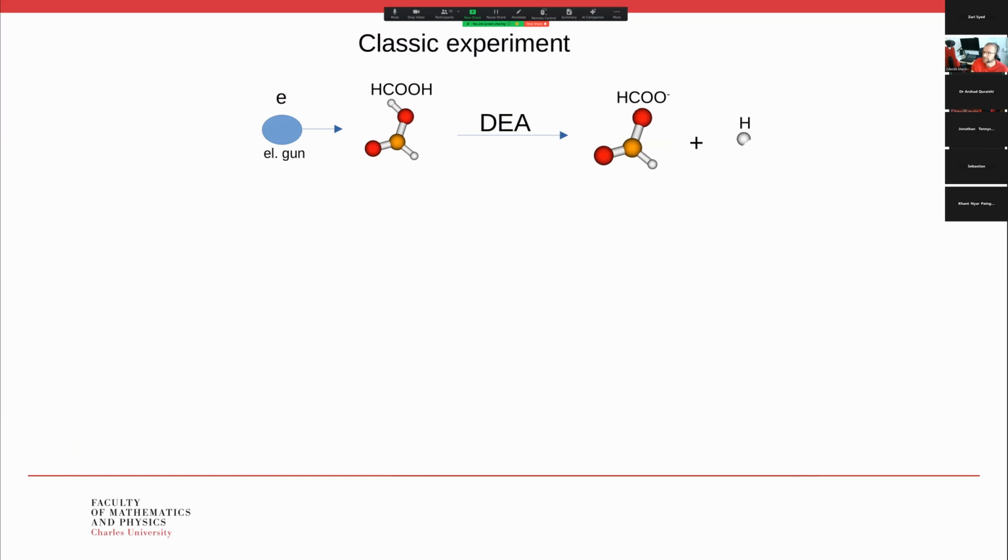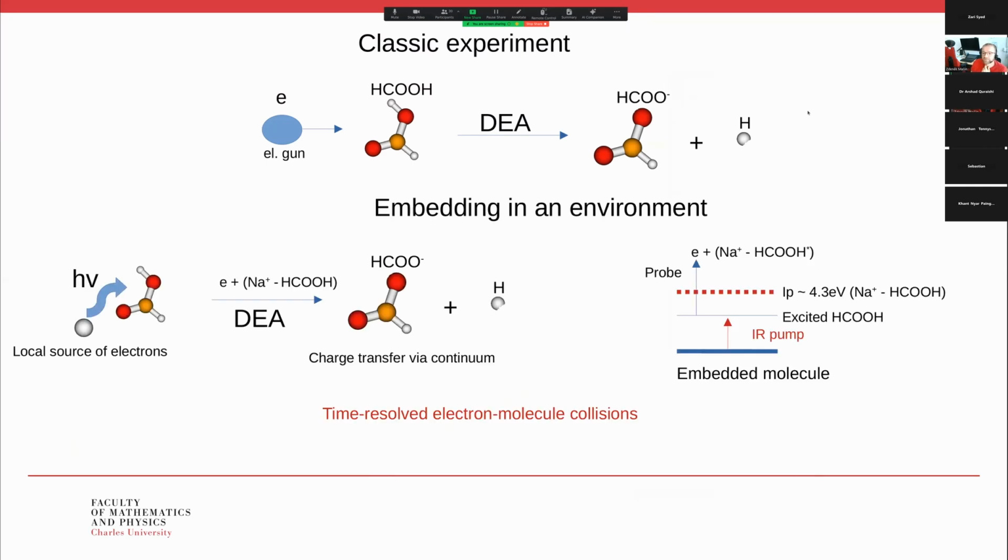So, a final example, just quickly, I want to show: a calculation which aims to explore what happens when your source of the electrons is not external, if we hypothesize that we have some kind of local source of electrons. In your typical electron scattering experiment, you will have some electron gun which fires electrons on your molecule, and then this can undergo various transformations, such as dissociative electron attachment.